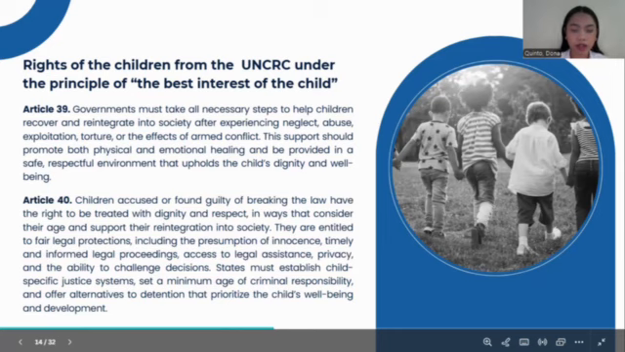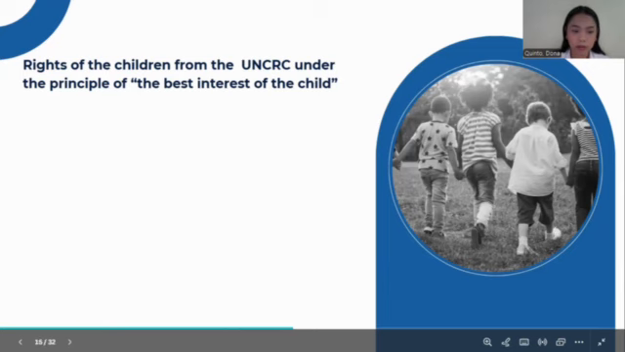Article 40, children in conflict with the law must be treated with dignity and provided fair, age-appropriate legal protection and a rehabilitation-focused justice system, ensuring their well-being and development in line with the best interests of the child principle.